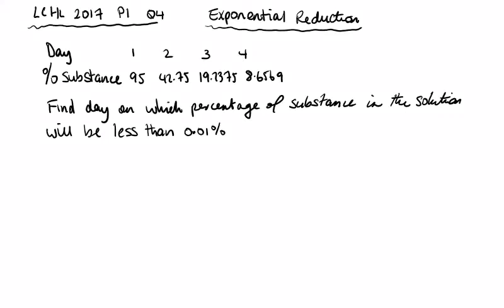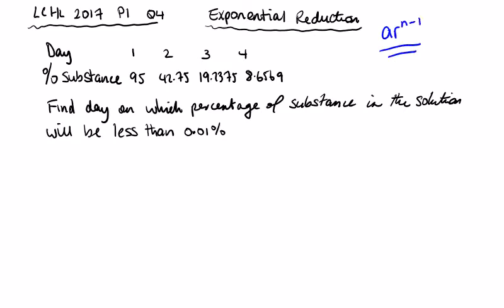2017 Leaving Cert Higher Level Paper 1 question 4 is an exponential reduction question. Quite a lot of information given. The amount of substance remaining in solution reduces exponentially over time. Now this is a geometric series, ar to the power of n minus 1.